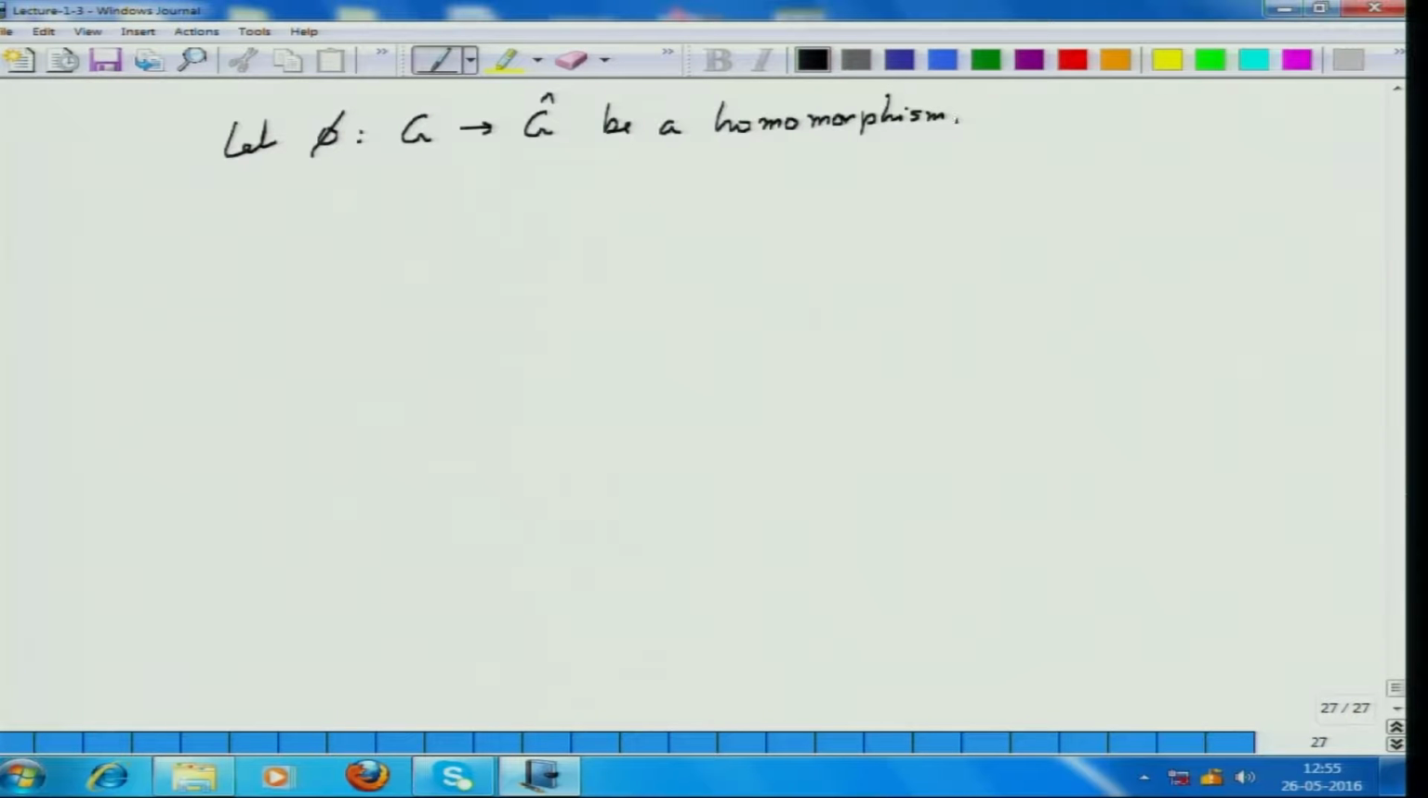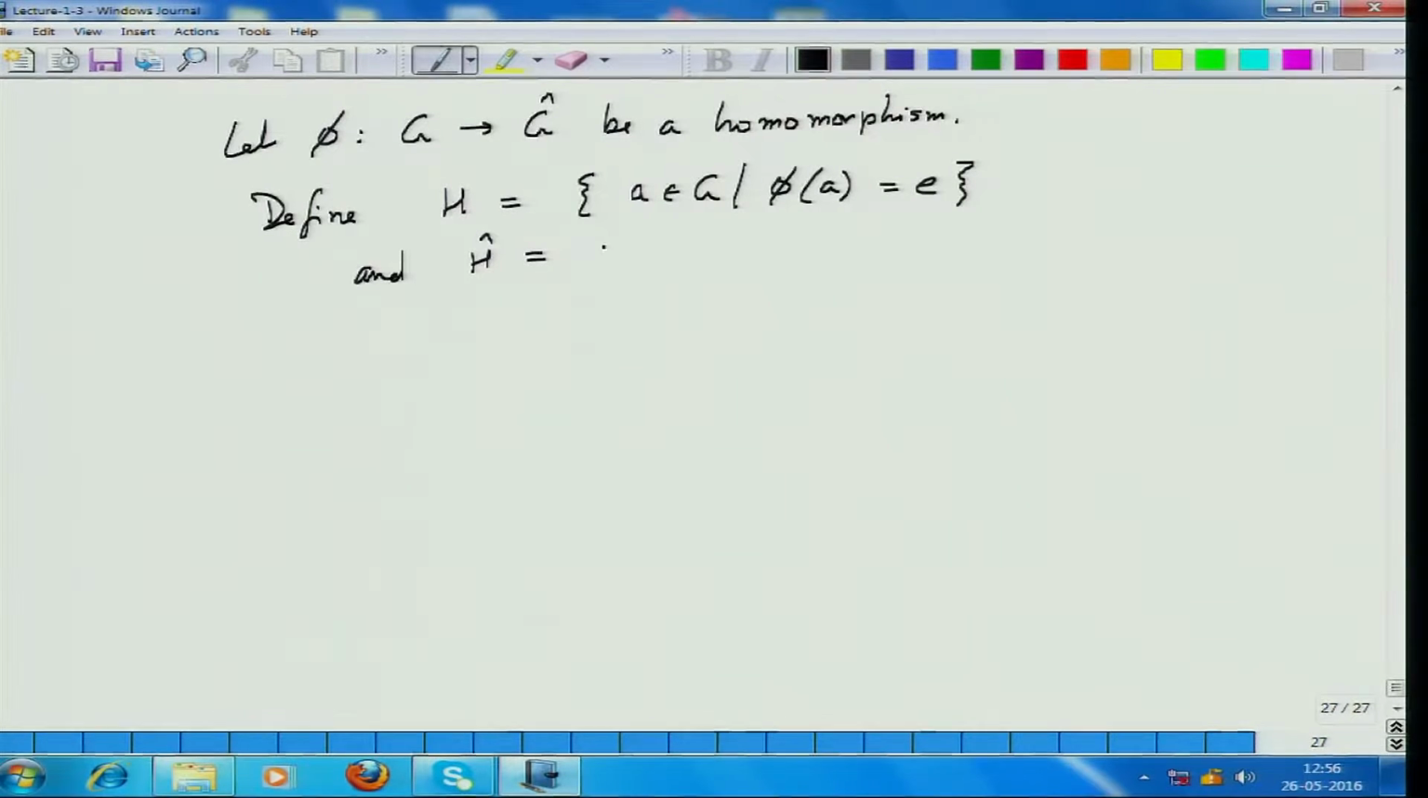Consider any homomorphism phi from group G to group G hat. Now, define two sets: H to be all elements A in G such that phi of A is identity, and H hat to be the range of phi. Okay.